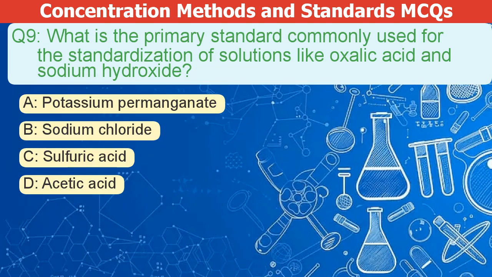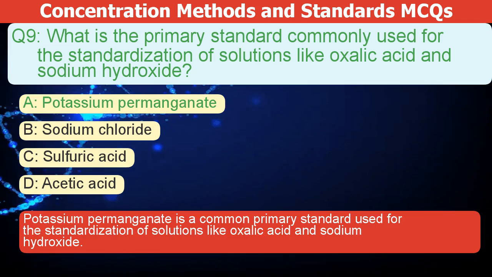What is the primary standard commonly used for the standardization of solutions like oxalic acid and sodium hydroxide? A. Potassium permanganate. B. Sodium chloride. C. Sulfuric acid. D. Acetic acid. The correct answer is A.